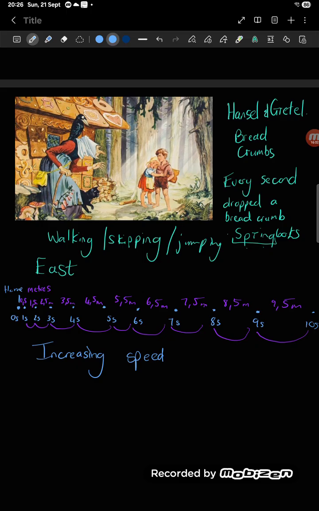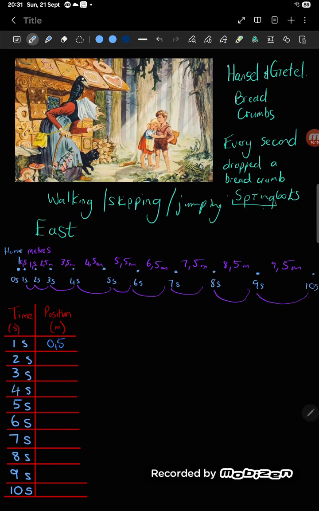Okay, so let's set up a table to say what their time and what their correlating position was from home. So we want time, 1 to 10 seconds. Position, we went 0.5. They walked and skipped and jumped 0.5. And maybe one of these is accelerating more. Maybe if they're skipping, they're accelerating more. There's a change in speed. Cool. So I'm etching towards something.